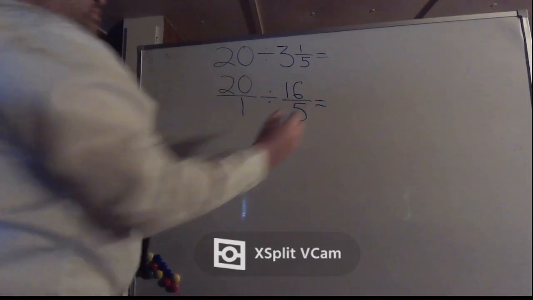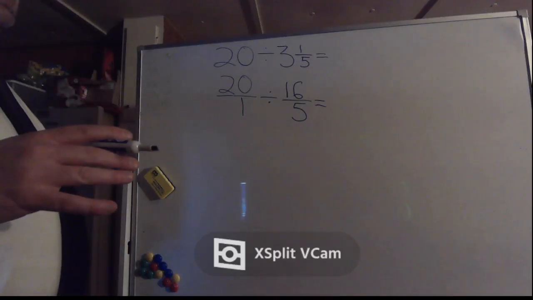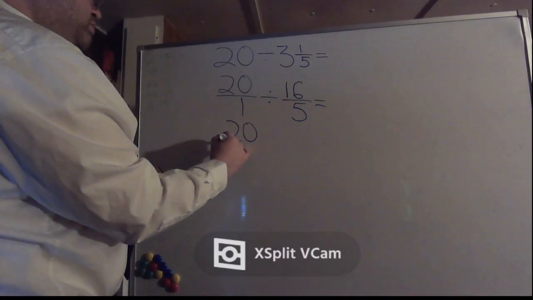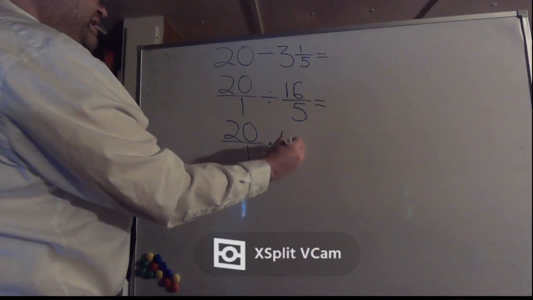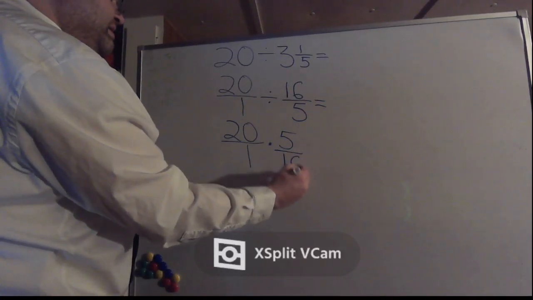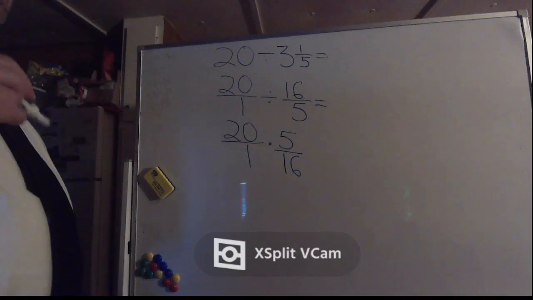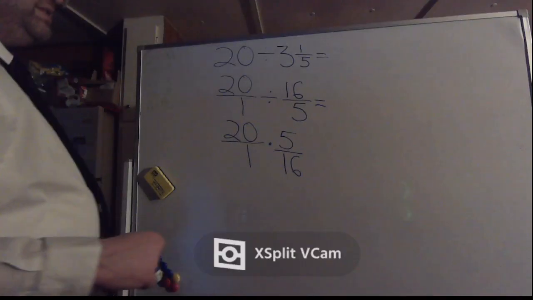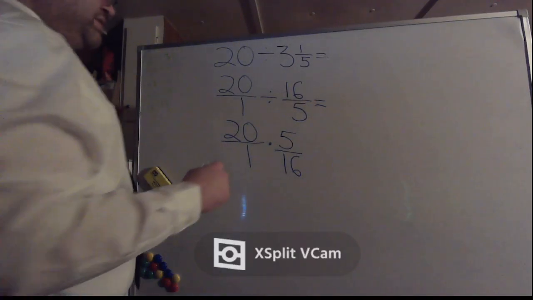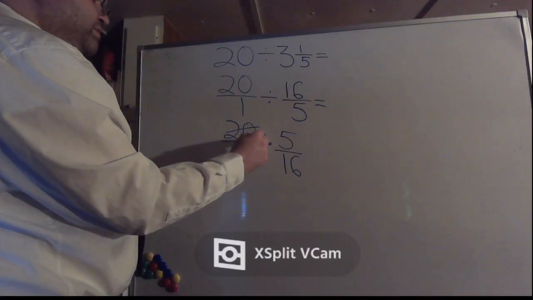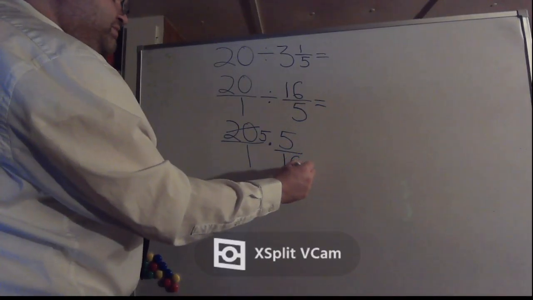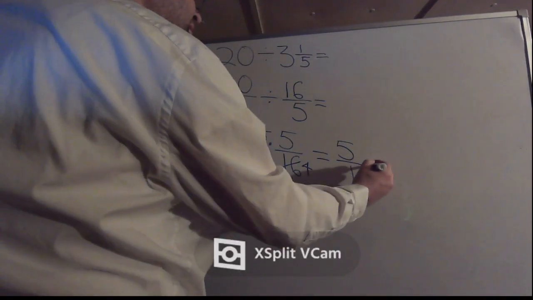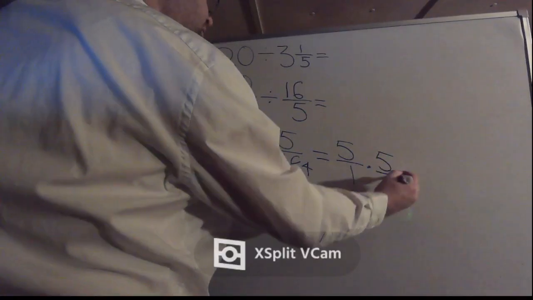Now, when we divide by a number, it's the same as multiplying by its reciprocal. So you're going to have 20 over 1 times 5/16. Because when you divide, you multiply by its reciprocal. Now let's look for numbers we could factor out here. It looks like the 20 and 16 have a common factor of 4, so 20 divided by 4 is 5. 16 divided by 4 is 4. So if you rewrite this, it's going to be 5 over 1 times 5 over 4.